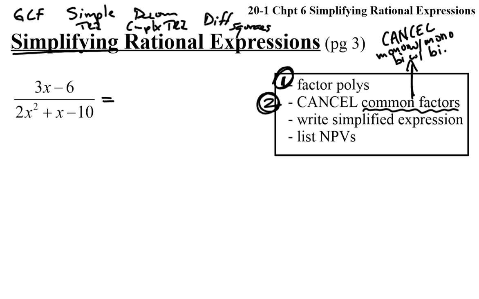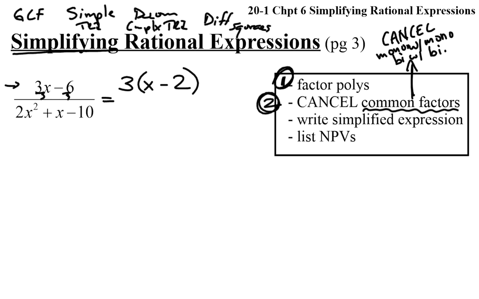So 3x minus 6, we can GCF factor that. There's a common factor of 3. Divide each term by 3, and we're left with x minus 2. So now I've broken it into some factors, more to work with.